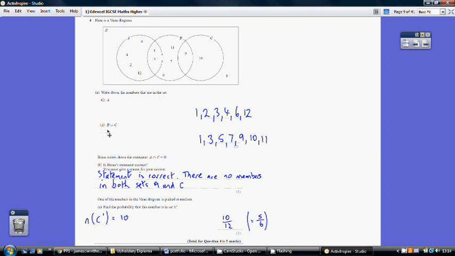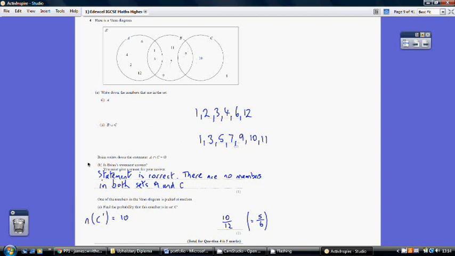Now A part 2, B union C. This means they're in B or C or both. So all the numbers in the B circle and the C circle. So that's 1, 3, 5, 7, 9, 10 and 11.